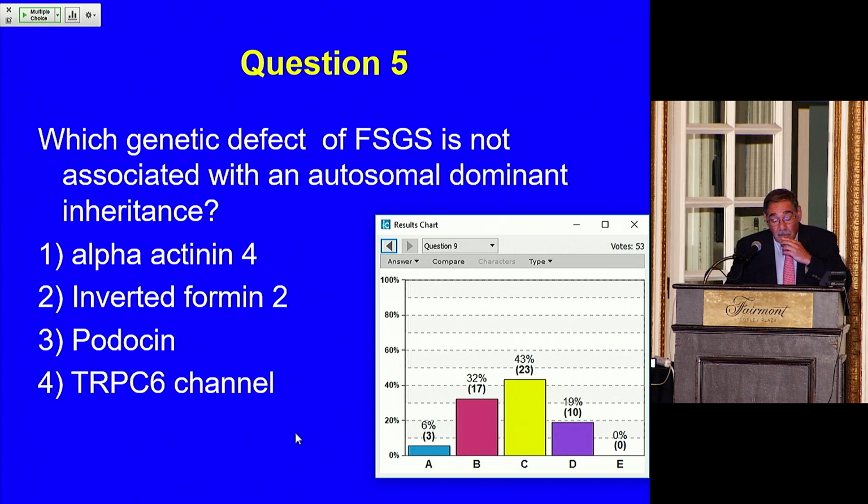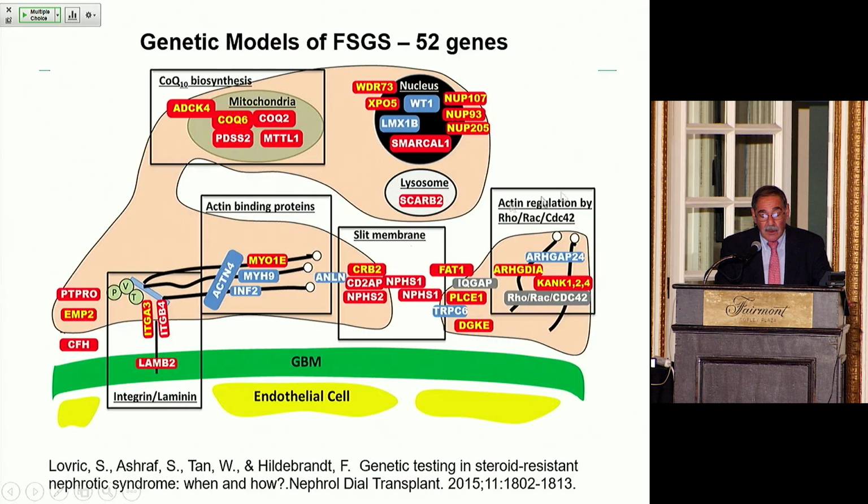Okay. So it turns out, one thing about this, the majority is always right. So just look over at your neighbor, see what they're writing down on the exam on your boards. So it turns out podocin is recessive. Alpha-actinin 4, inverted formin 2, which is pretty common, are both dominant, and the TRPC6 channel is dominant. Now, let's get that out of there. This slide was taken 3.5 years ago. There were 52 different genes known in humans here.